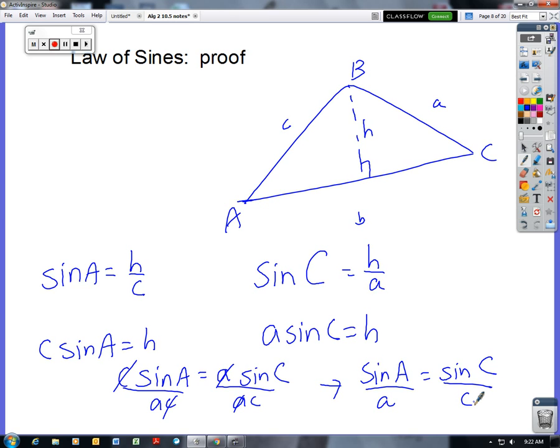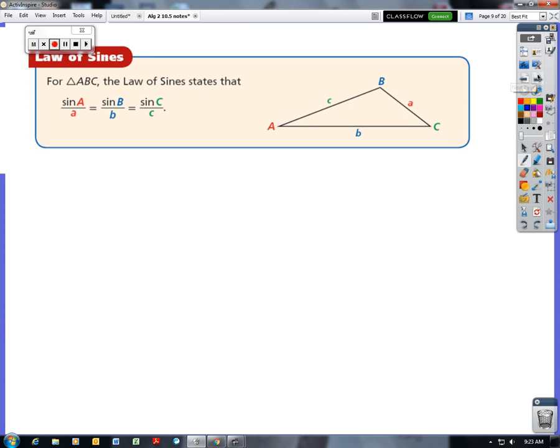You could also do your triangle a little differently, using a different altitude, and you would also see that this is equal to the sine of angle B over little b. So there's the proof for the law of sines. This is the law of sines right here. It's a relationship of how these angles and sides are related. So here it is again, if you want to pause and write that down.